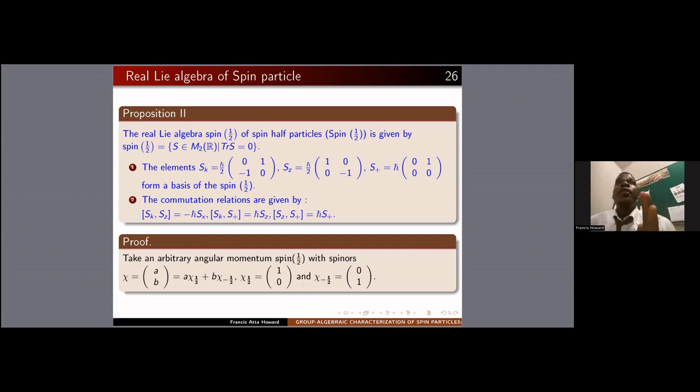And carefully, if we look at the bracket structure of the Lie group that we are already aware of, when we take the Lie group G having a bilinear map and look at its Jacobi and skew-symmetric property, it would obey strictly the real form of the spin half. The proof of this was done by taking the arbitrary angular momentum of any spin half with a spinor chi, which is equal to the vector (A, B).